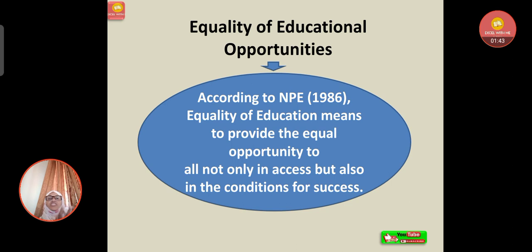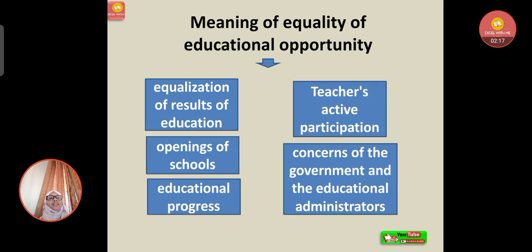Equality of educational opportunities, according to NEP 1986, means to provide equal opportunity to all, not only in access but also in the conditions for success. Obviously, everybody should get success with education, otherwise there is no meaning in getting education. To survive in this country or anywhere in this world, we should have the educational abilities to prove ourselves and survive in this world. Now, let's understand the meaning of equality of educational opportunity.